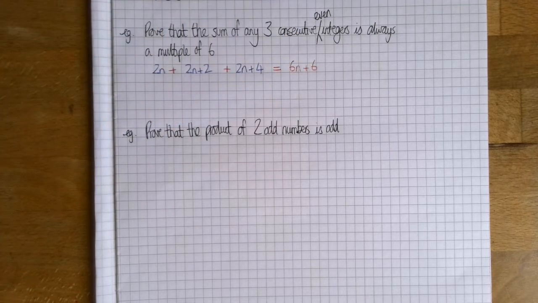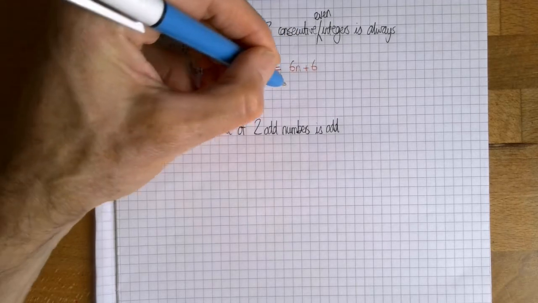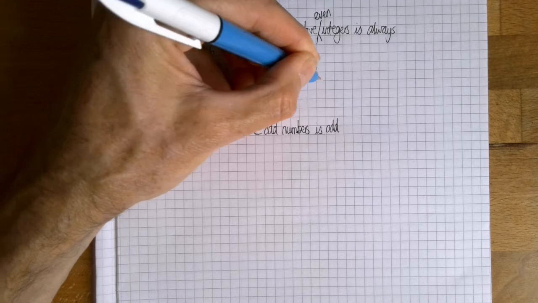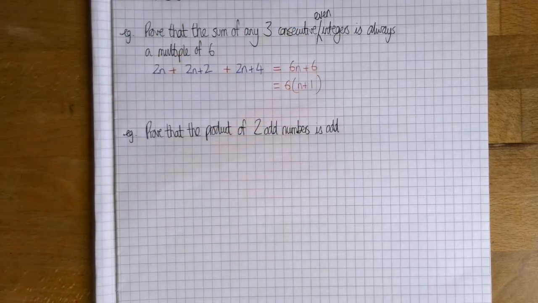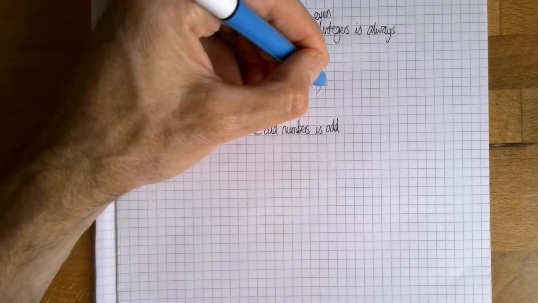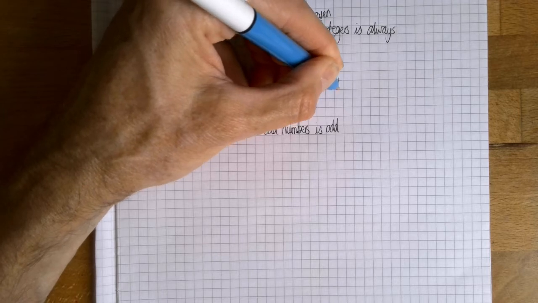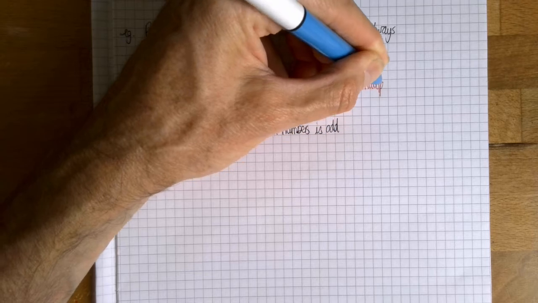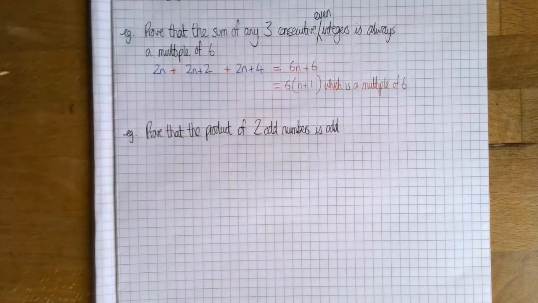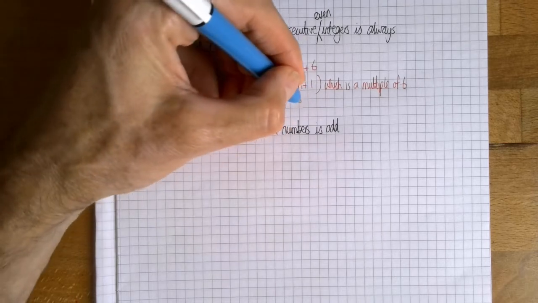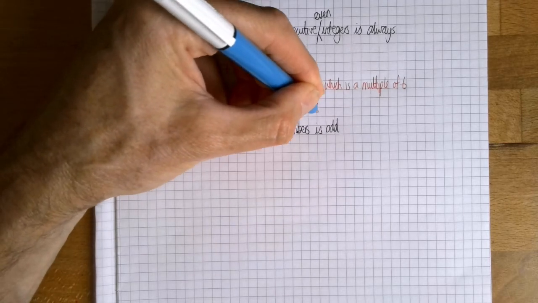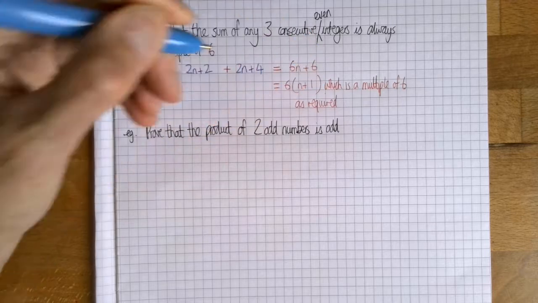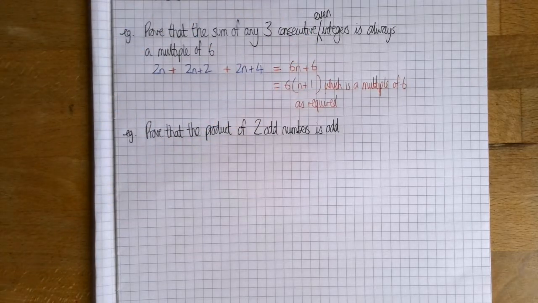I've got to show that this is a multiple of 6. All that means is writing it as 6 times something, and bingo. So I would then say, which is a multiple of 6, and then that little phrase, which I really like, finishes off a question nicely, as required. That's what you wanted, as required.